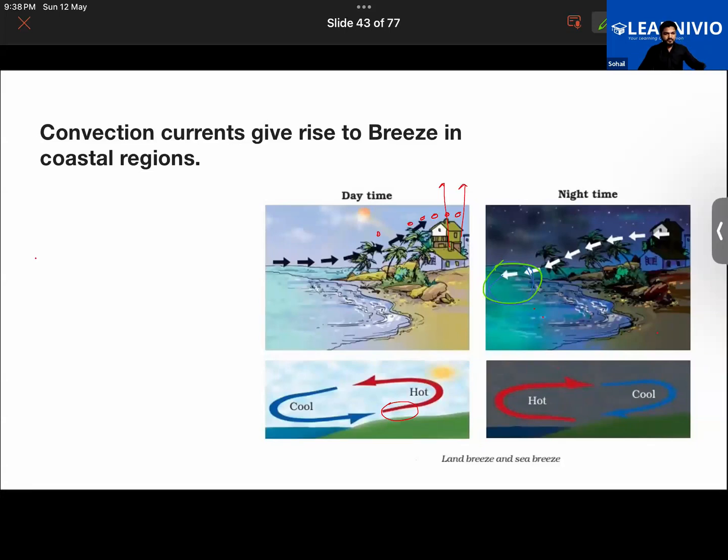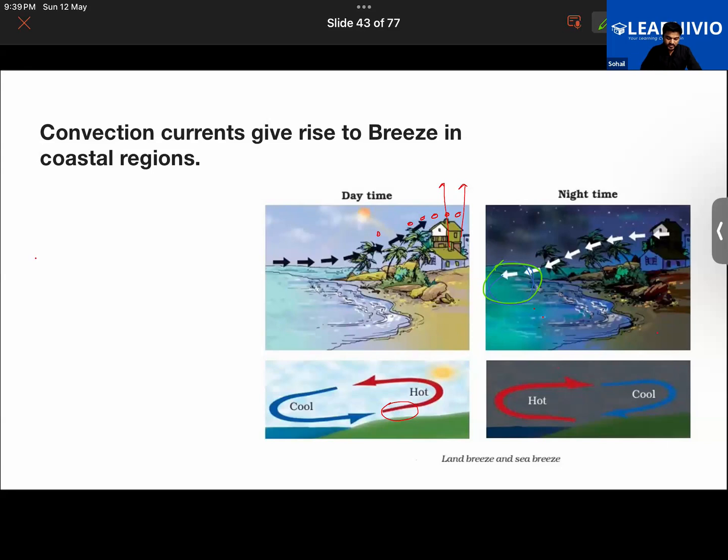My question is now, we have terminologies like land breeze and sea breeze, but which one is called land breeze and which sea breeze? Land breeze is when, during night, the wind goes from the land to the sea, and sea breeze is when the wind blows from the sea to the land.